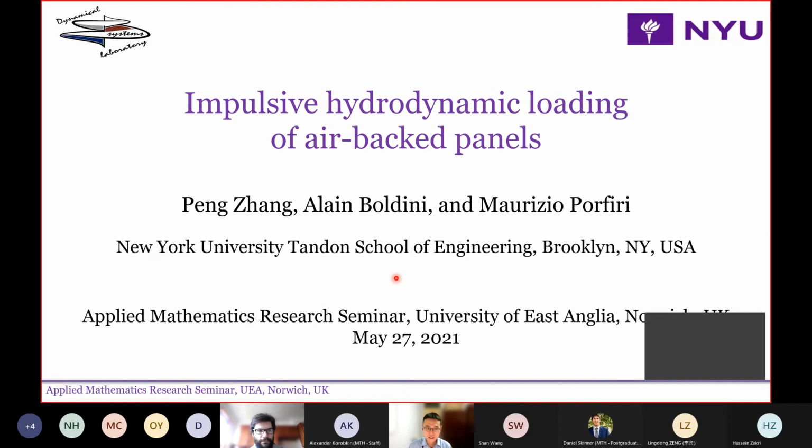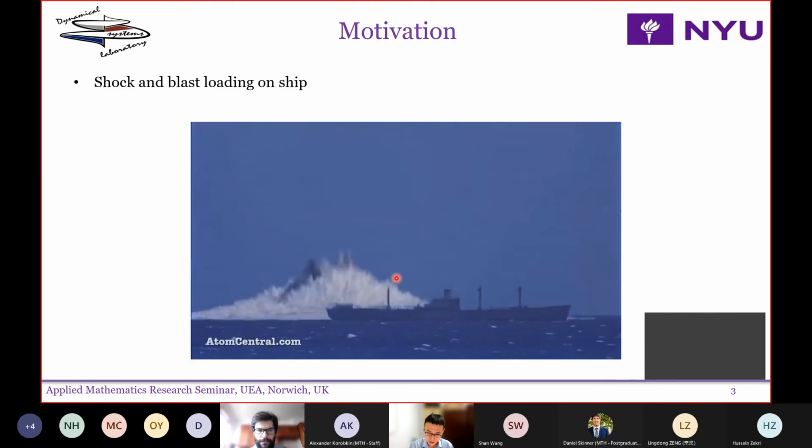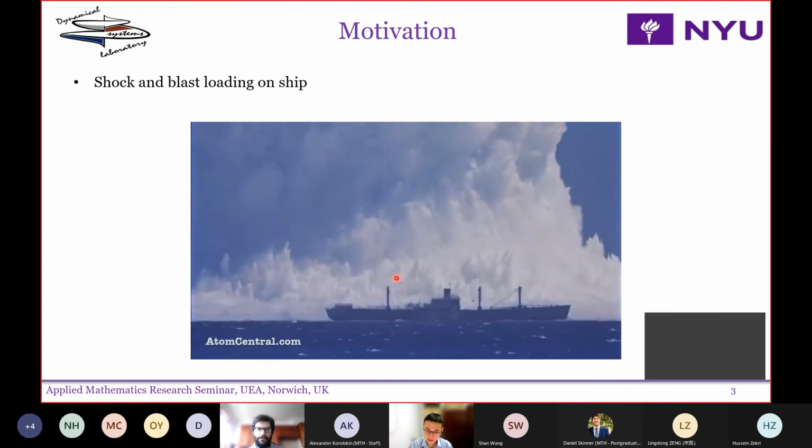Today we're going to present a topic on the impulsive hydrodynamic loading of air-backed panels. The presentation has two parts. The first part will focus on the experimental aspect of the problem, and I will present this part. In the second part, we will focus on the mathematical modeling of the same problem, and Alain will present it. So I will start with the first part. We did this work with a visiting student last year, Alain. And the problem that we're interested in has a background in the Navy.